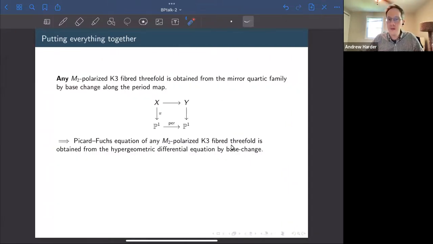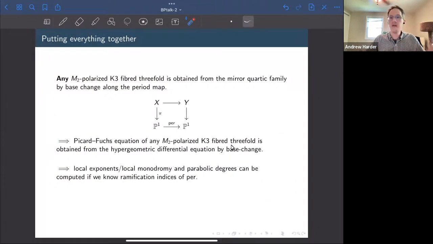So this means that the Picard-Fuchs equation of any M2 polarized K3 fibred threefold can be obtained from the hypergeometric equation that we had on the previous page by base change. So we can just pull that back along the map and get the Picard-Fuchs equation for any family of M2 polarized K3 surfaces. This also means that I can compute the local exponents and local monodromy and all the parabolic degrees and all the lengths of the cokernels of the Kodaira-Spencer maps from the period map, plus the data that we had on the previous page.